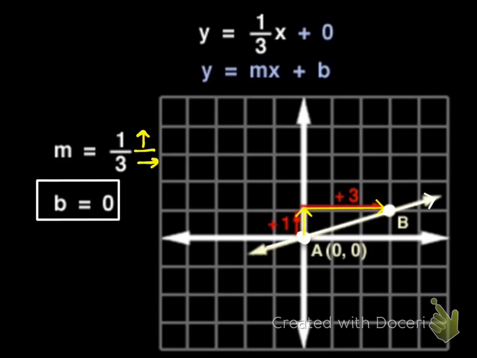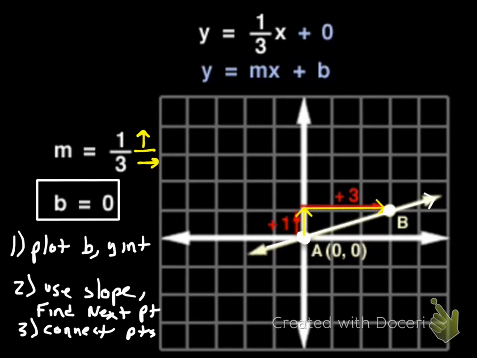Alright, so I'll pause it here. And hopefully now you guys know how to graph. Remember, quick, before we end: step 1, plot your b, your y-intercept. 2, use your slope to find the next point. And 3, connect your 2 points. And that's what we've been doing.